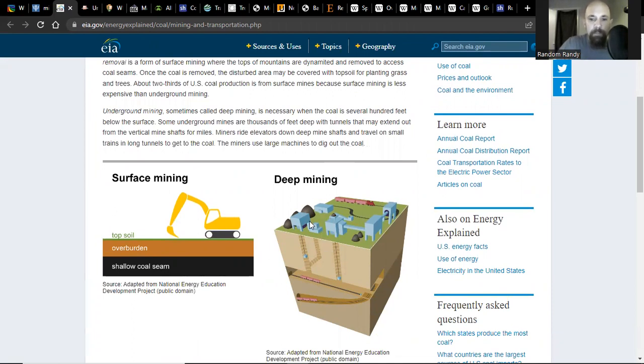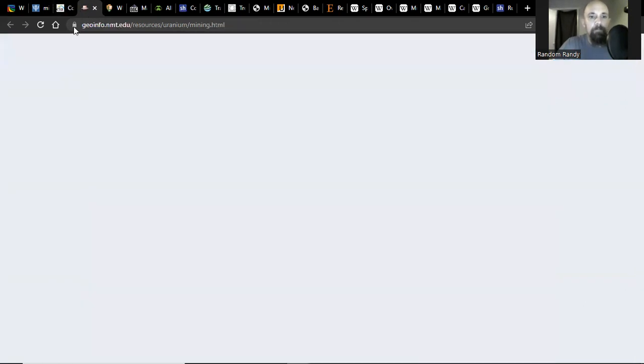Now, deep mining, on the other hand, looks very different. You might have some small infrastructure up above, for extracting the ore from the products that are brought up. But most of it's taking place underground, and we just don't see that. Okay. We don't see it. Coal mining is one of those.